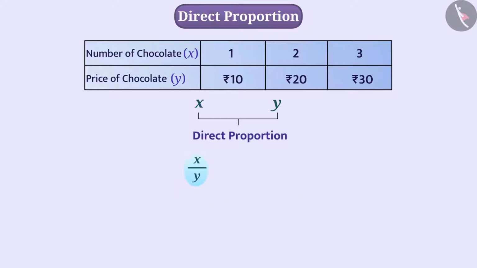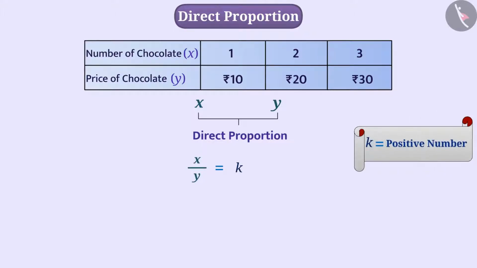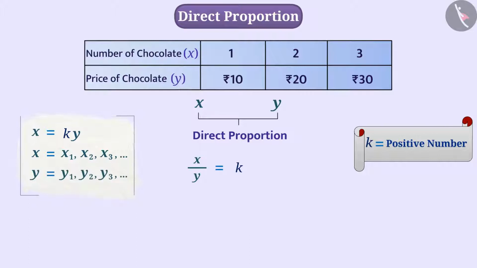In such case, X by Y is constant. Let's consider this as K, where K is a positive number. We can say X is K multiplied by Y. In case of direct proportion, if value of X is X1, X2, X3 and so on, and corresponding values of Y is Y1, Y2, Y3 and so on, then we can write X1 by Y1 is equal to X2 by Y2 is equal to X3 by Y3 and so on is equal to K.